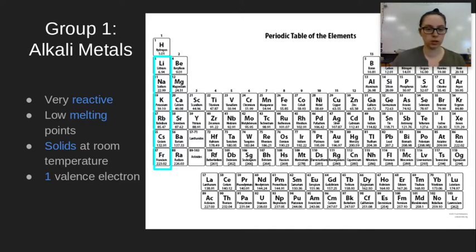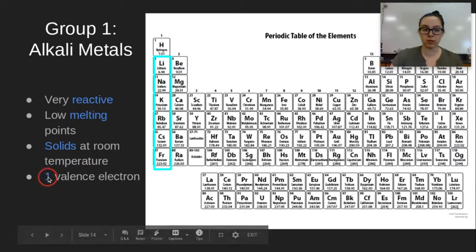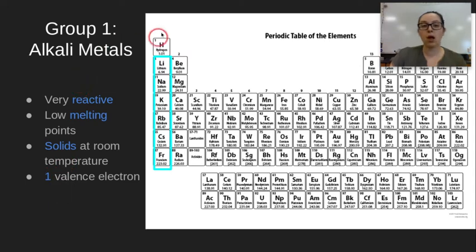I suggest looking it up on YouTube. It'd be pretty cool. They have very low melting points, which means that they're still solids at room temperature, but I only have to heat it up a tiny bit to get it to liquefy. They also have one valence electron. Here's the trick. Everything in column 1 is going to have one valence electron. There's a pattern here. Remember that.